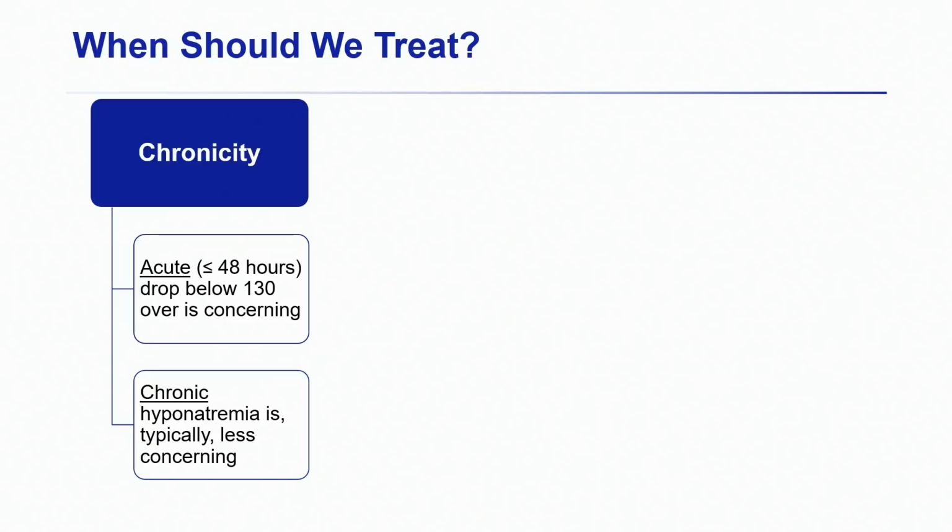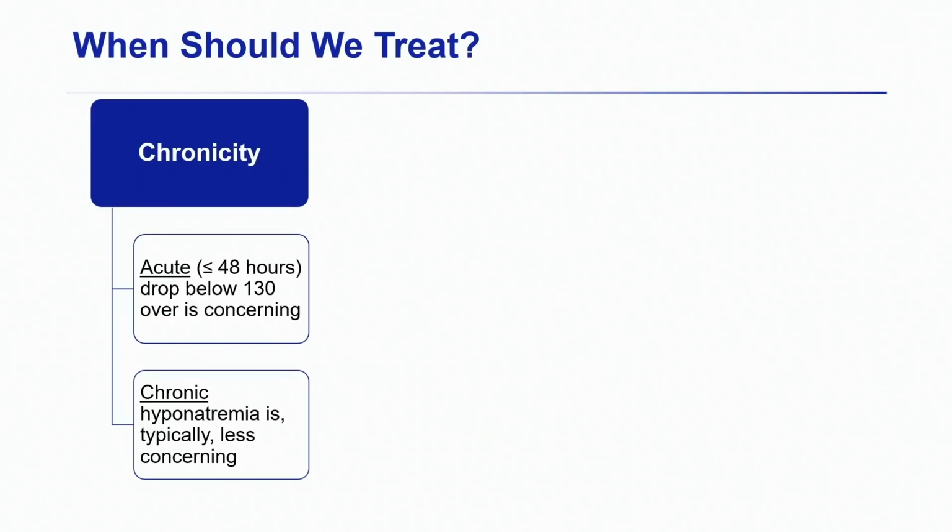The first is the chronicity of the problem. So a lot of patients, especially with heart failure, right, they tend to hang on to a lot of total body water, no matter how well diuresed they are, right? They're chronically hyponatremic. The brain has been adapted to this. And a lot of times, chronic hyponatremia is less concerning, right? We may not need to do very much for those patients.